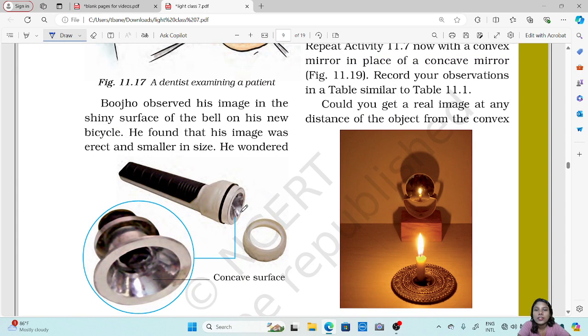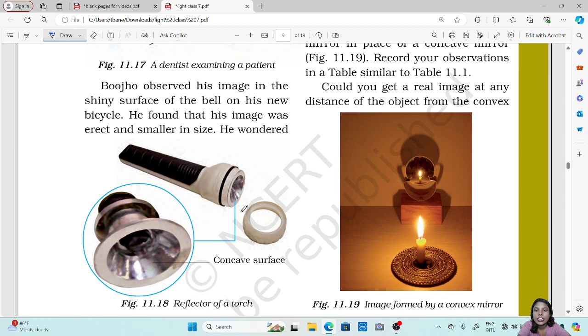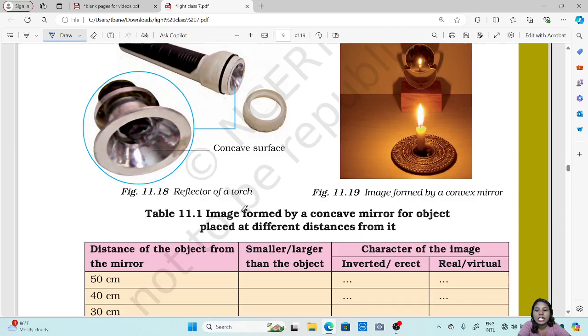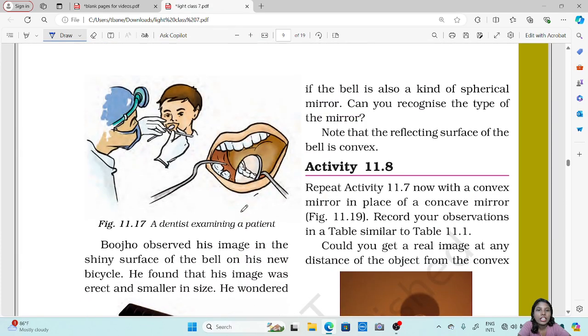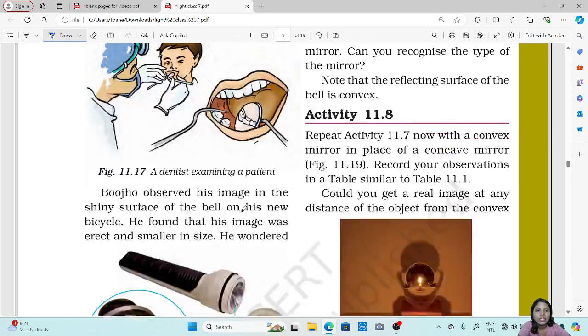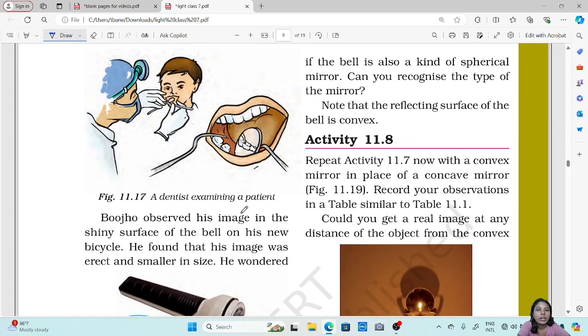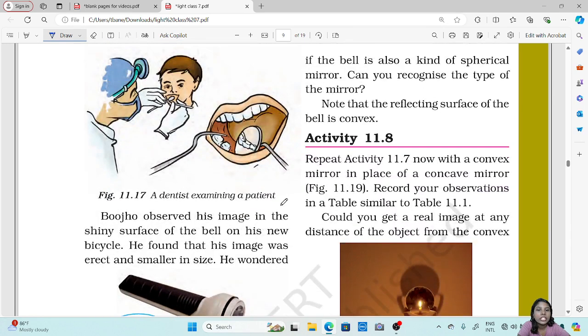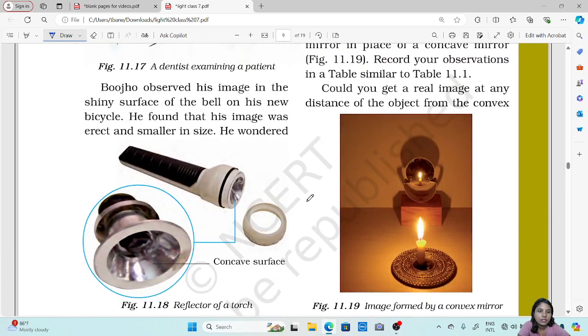Bojo observed his image in the shiny surface of the bell on his new bicycle. He found that his image was erect and small in size. He wondered if the bell is also a kind of spherical mirror. Can you recognize this type of mirror? Note that the reflecting surface of the bell is convex. So yes, it is also a spherical mirror that is reflecting, and the nature of it is convex.